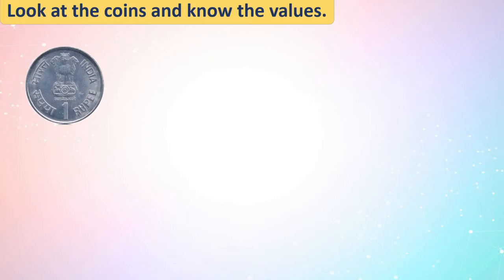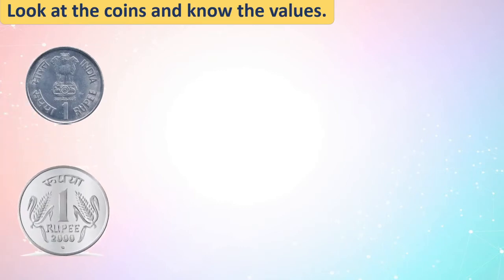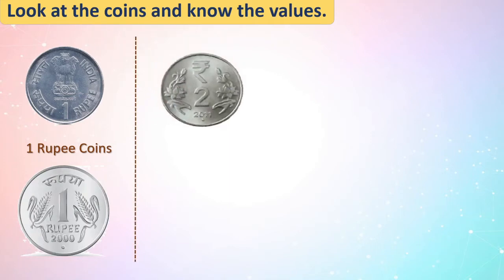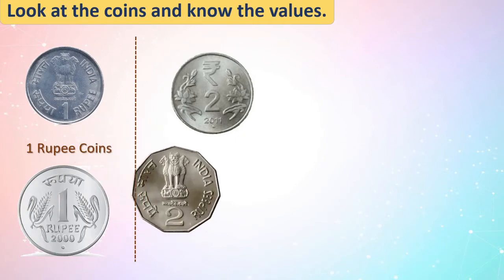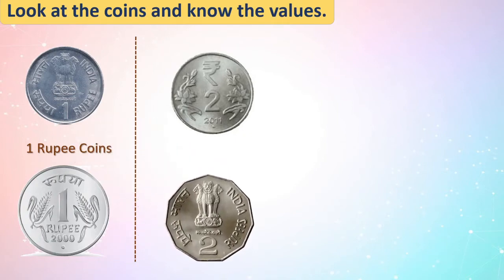This is 1 rupee coin. This is also 1 rupee coin. There are two types, right? These are 1 rupee coins. Now here we will go through. These two are 2 rupee coins. Correct? There are two types, right? See the shape.